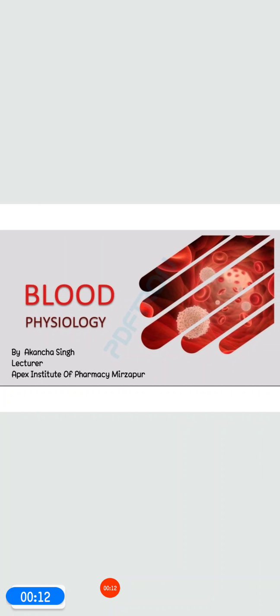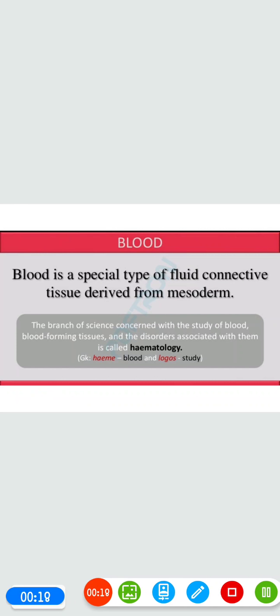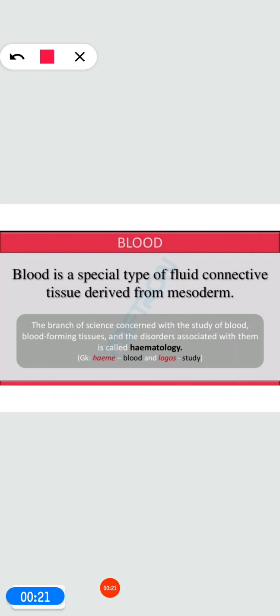Today I am starting blood physiology. What is blood? Blood is a special type of fluid connective tissue derived from mesoderm, or blood is a body fluid in humans and other animals that delivers necessary substances such as nutrients and oxygen to the cells and transports metabolic waste products away from those same cells. In vertebrates, it is composed of blood cells suspended in blood plasma.